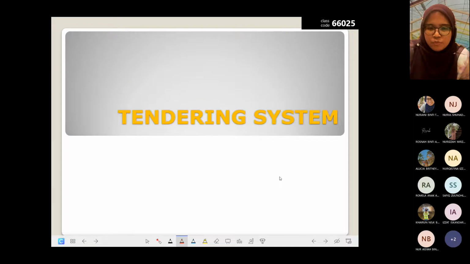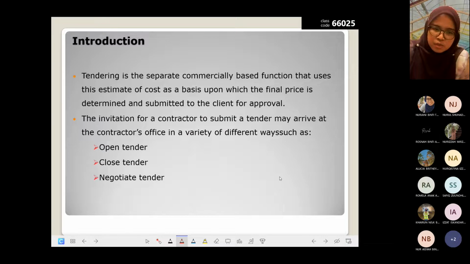Okay, then we have tendering system. So tendering system kita ada 3: open tender, close, and also negotiate tender. So tendering is the separate function that used to estimate of cost as a basis upon which the final price is determined and submitted to the client for approval lah.